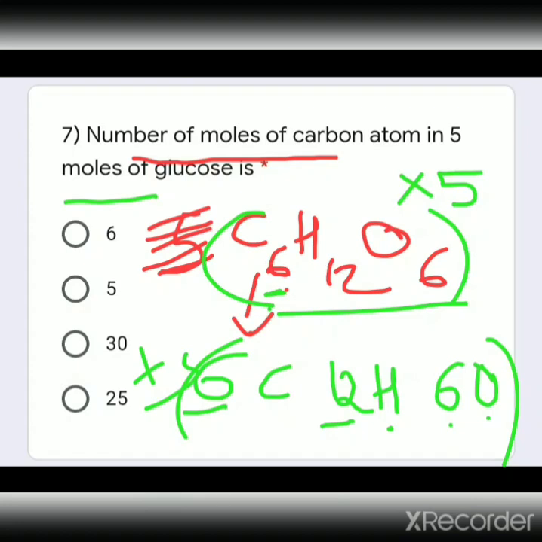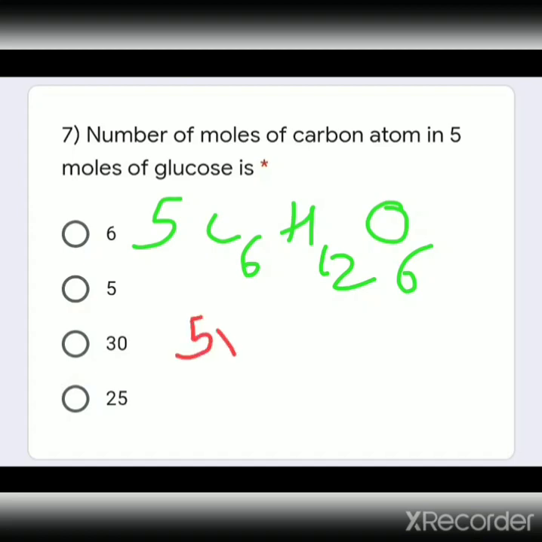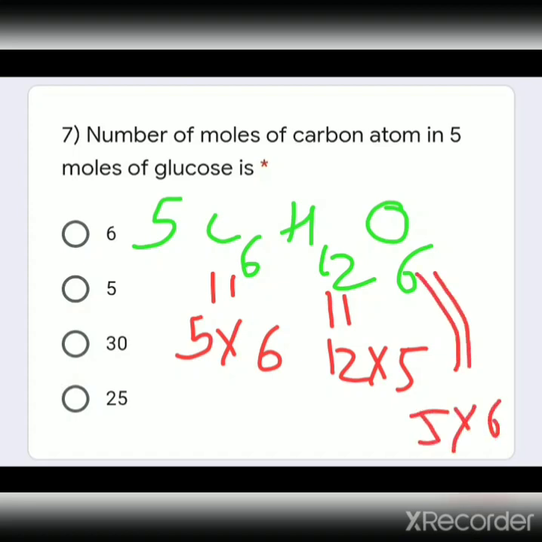Let me write once again this one clearly. That is the molecule having 6 carbon, 12 hydrogen and 6 oxygen. So 5 moles means 5 times of this. It gives the value like this. That is 5 into 6, that will be the carbon. 12 into 5, that will be the hydrogen number. And 5 into 6, that will be the oxygen number. So the question is asked for carbon. So we can say that 5 into 6 is equal to 30. 30 is the correct answer.